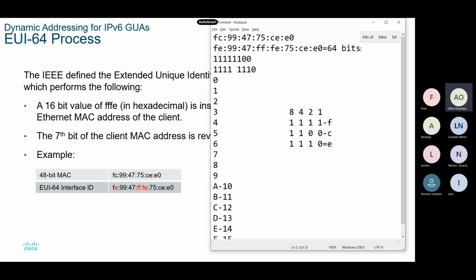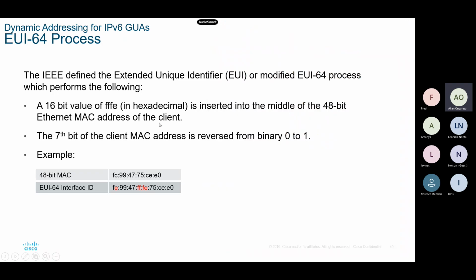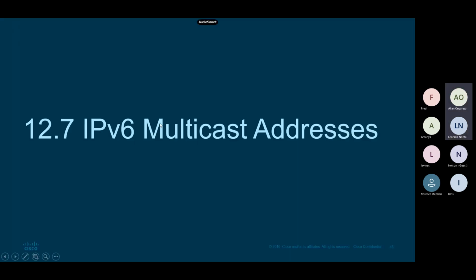Okay. And this is something very important. This is the 64 bits that will be combined with the 64 bits it will receive from the RA message, and that will form 128 bits. So you realize we have a few things in IPv6 which we need to take advantage of, and these are things we need to learn. All right, this is the EUI-64 process, and it's been set in the exam before, so you need to know how to flip the seventh bit, insert FFFE in the middle, and you have your interface ID. Very, very important.